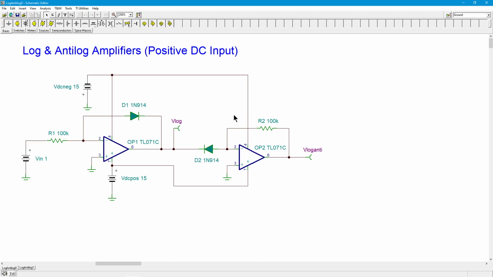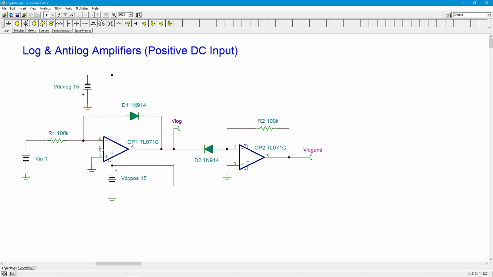So what I've done with my anti-log amplifier is I've flipped the polarity of the diode. If I had a positive input voltage here, the diode would be going in the other direction, right? If I wanted negative input voltages, then this diode would be going in the opposite direction. All right, so because it's inverting, I just flipped this.